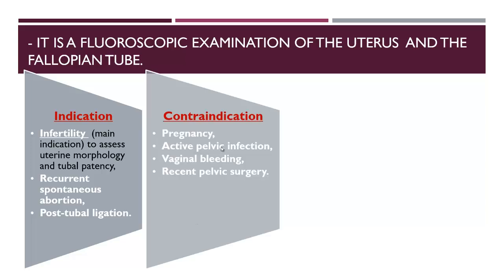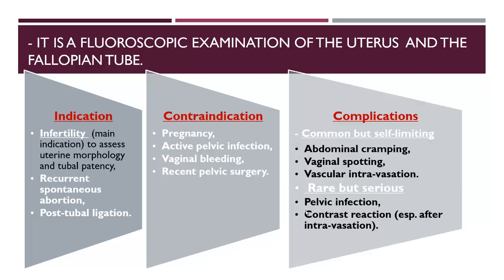Contraindications, of course: pregnancy, active pelvic infection, and this is an important point. What is active pelvic infection? It is when there is discharge, offensive or copious discharge, but not the monilia that we find in most cases. If we find just this yogurt-like monilia, but it's not so extensive, we can do the examination after proper cleaning of the cervix and the perineum. Vaginal bleeding, of course, and recent pelvic surgery. What are the complications?